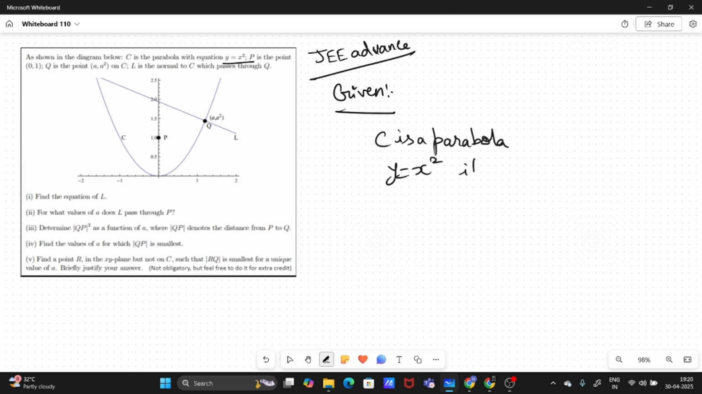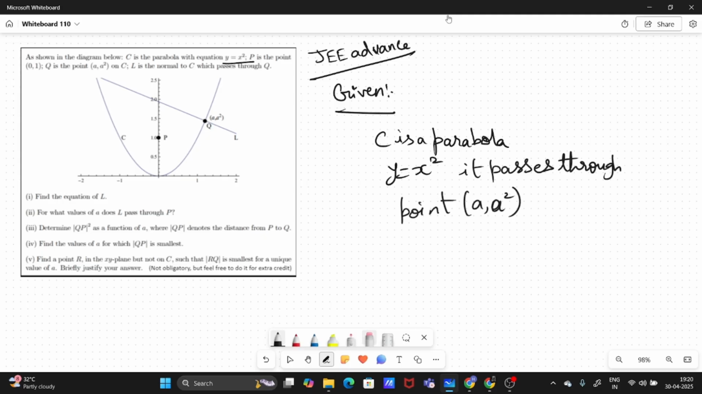It passes through the point (a, a square), which is Q. So I have to write this, point Q. As you know, we have to find the equation of L.